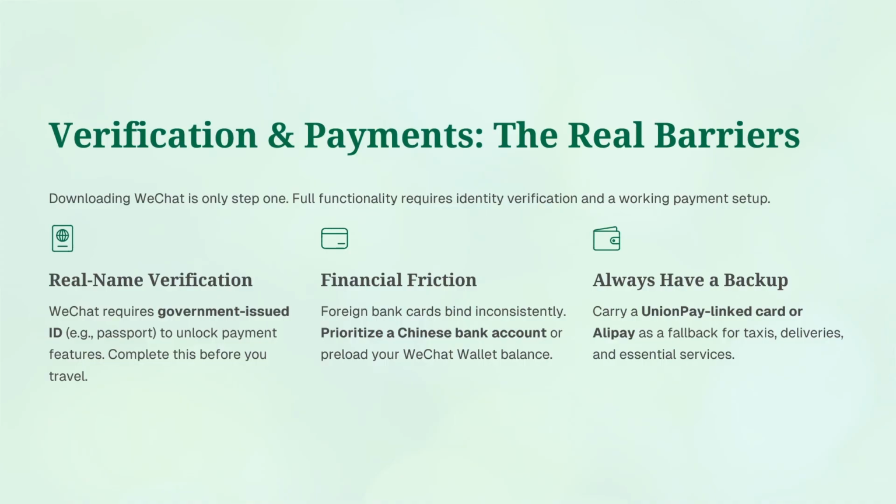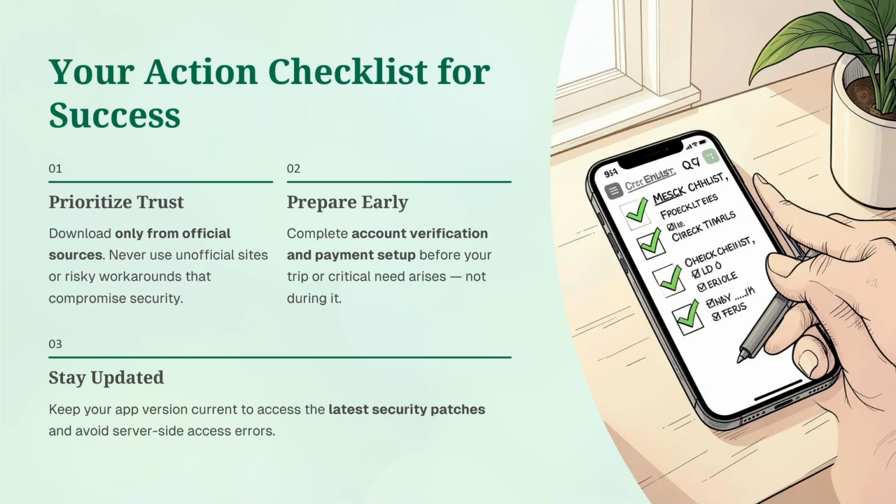Financial friction. Foreign bank cards bind inconsistently. Prioritize a Chinese bank account or preload your WeChat wallet balance. Always have a backup. Carry a UnionPay linked card or Alipay as a fallback for taxis, deliveries, and essential services. Your action checklist for success.